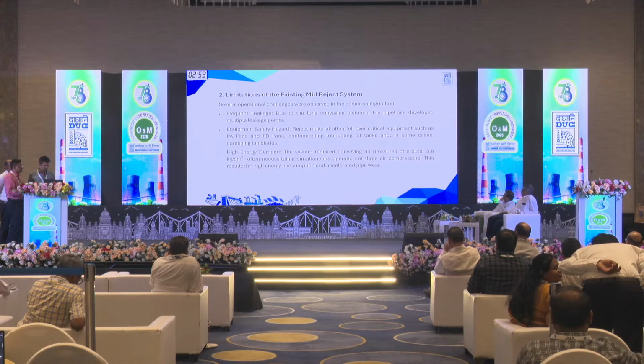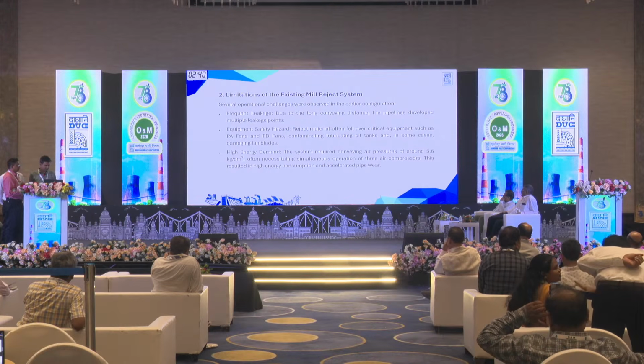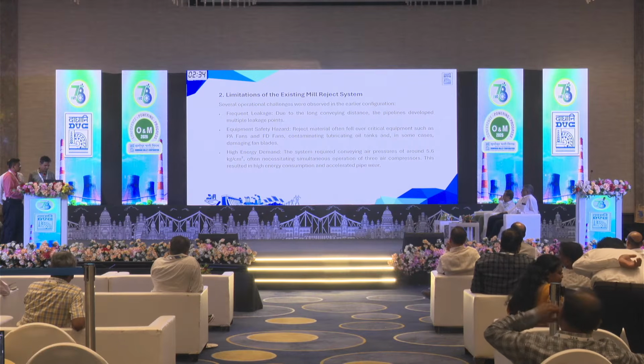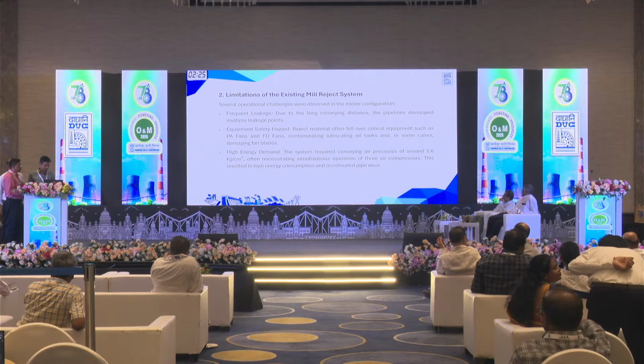Also, this pipeline runs over critical equipment like PF and FD fan. So reject material often fell over critical equipment such as PF and FD fan, contaminating the lubricating oil tank and in some cases damaging fan blades. Also, due to the long run of pipe, during full load operation we need to run 3 compressors to convey the mill rejects.